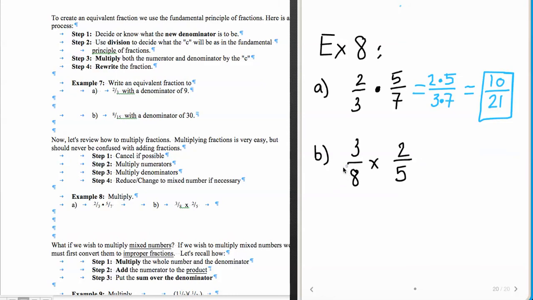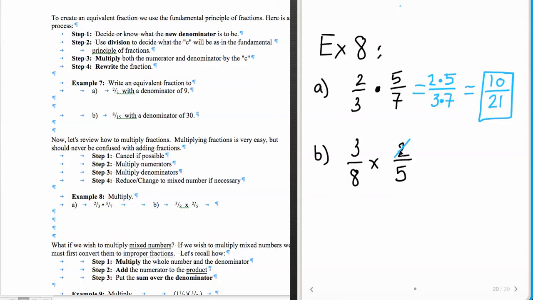Okay, problem number 2 here, or part B of example number 8, we do have some common factors here. You notice that the 2 and the 8 have something in common. Now we could certainly proceed just as we did in part A, but if we do that, we're going to have to reduce in the end. So instead, I'm going to say, okay, 8 and 2, what do they have in common? Well, they both have a 2 in common.